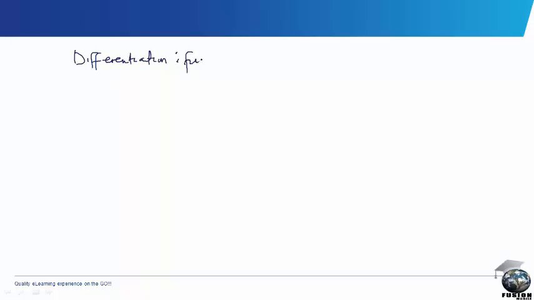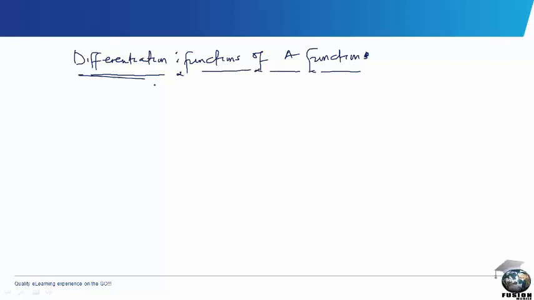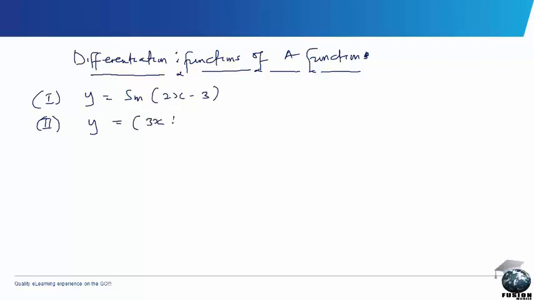Okay, we'll be talking of functions of a function. Functions of a function normally occur in a derivative. Here I'm going to explain that, assuming we are given that y is equal to sine of 2x minus 3. This is a function of a function. Or let me use two examples to explain this. y is equal to (3x plus 3) raised to power 4. This is a function of a function.